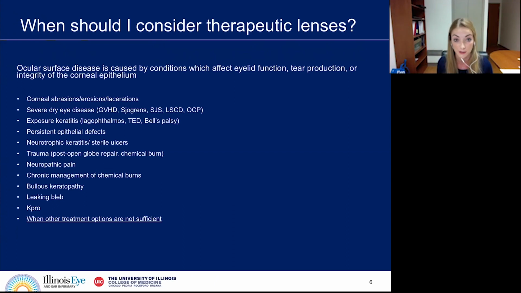And really the main point is when other treatments aren't sufficient, a soft lens and scleral lens should be considered. Most of these patients have already tried artificial tears and topical drops. Some have had amniotic membranes trialed or tarsorrhaphies, and this might be the last option. In our practice, we start with a soft contact lens. If the soft contact lens isn't sufficient, we might then consider a scleral lens.